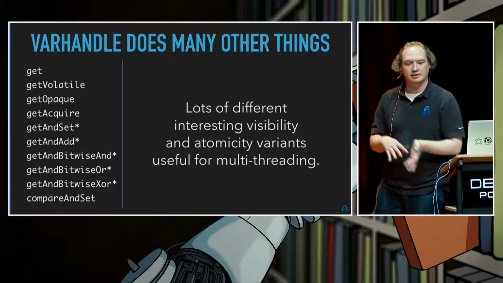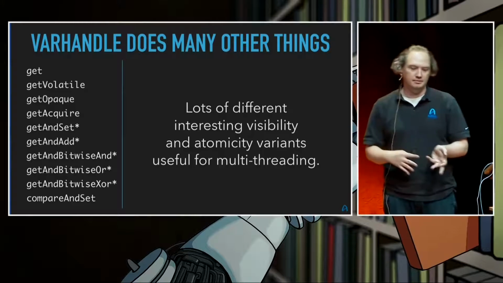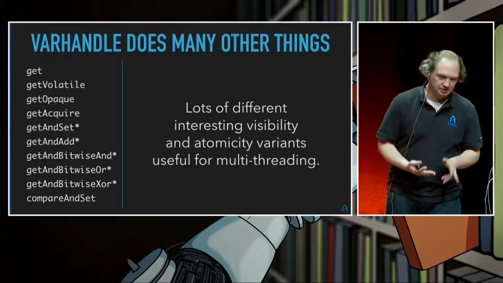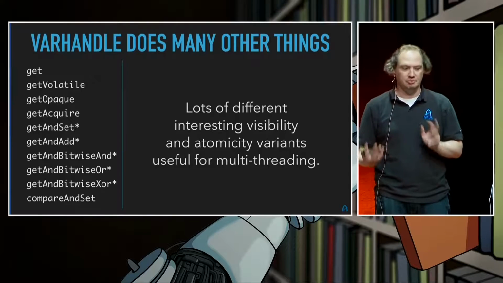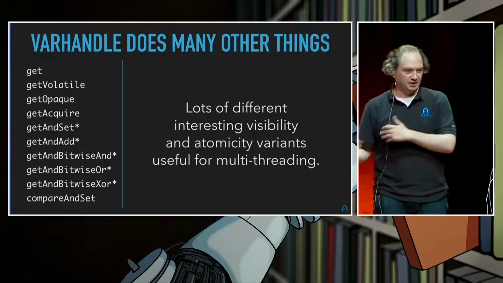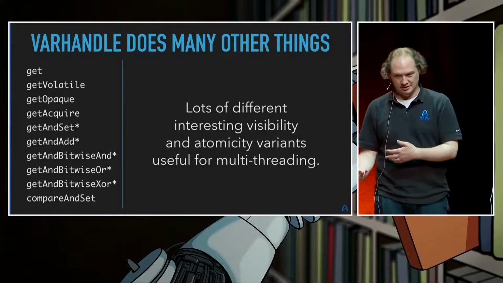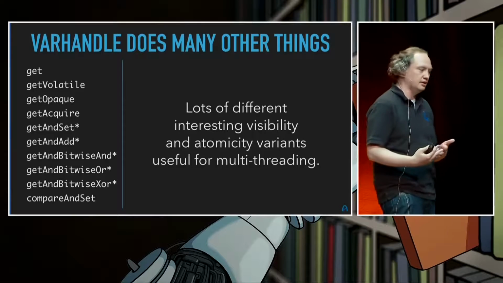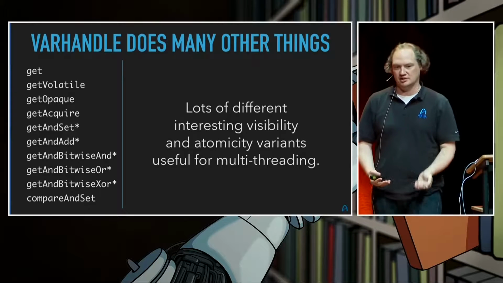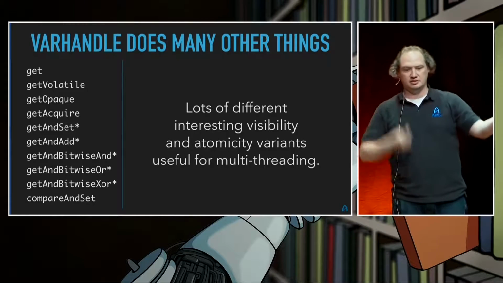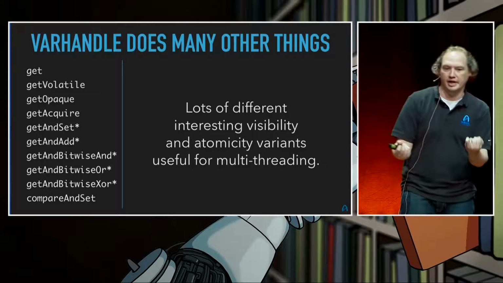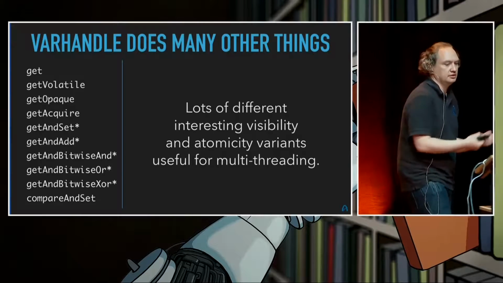And more importantly, VarHandle does many other things related to atomicity and visibility. It has more flavors of get than you can imagine. Get volatile, get opaque, get acquire, get and set, get and add, get and bitwise and, get and bitwise or, get and bitwise XOR. You get the idea. And these all have different interesting visibility characteristics. And then there's even compare and set, which lets me say, if the value is this, change it to this. This is the concurrency building block. And that's why we added it, as a way to do concurrent collections.